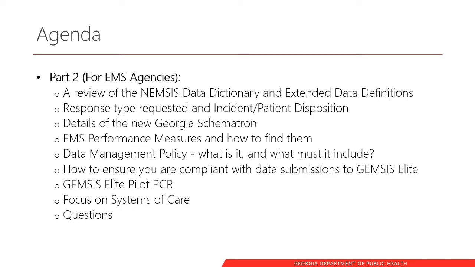Part two, which is focused primarily on EMS agencies, will be an extension of part one, but it will also include coverage of what the NEMSIS data dictionary is, the extended data definitions, especially for specific elements that have been problematic in the past. And then we will go into details of the new Georgia Schematron. We will talk about EMS performance measures and how to define them and use them. We will talk about a data management policy, what it is and what it must include.